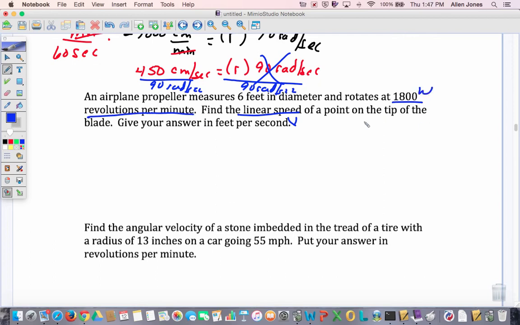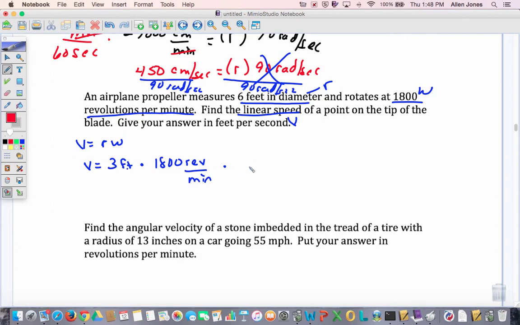Find the linear speed. There's our v. 1,800 revolutions per minute, that's an angular velocity situation. And 6 feet in diameter, that will help us find the radius. I'm going to assume or hope we all know the radius is half of the diameter. So v equals r times omega. We have v we're trying to find. If our diameter is 6 feet, our radius is 3 feet, and our angular velocity is 1,800 revolutions per minute.